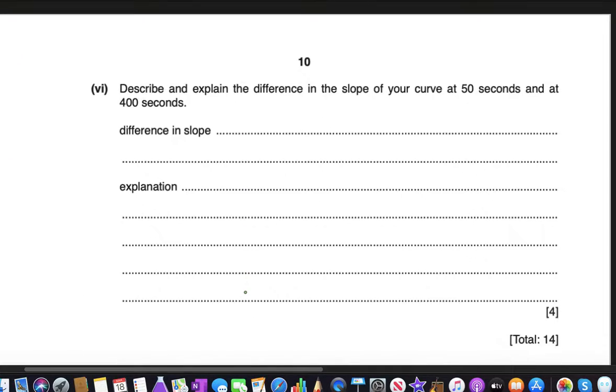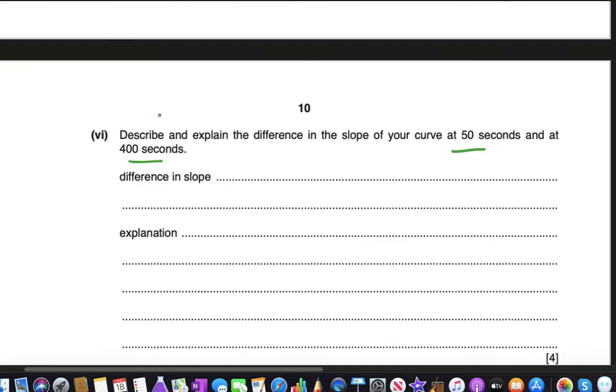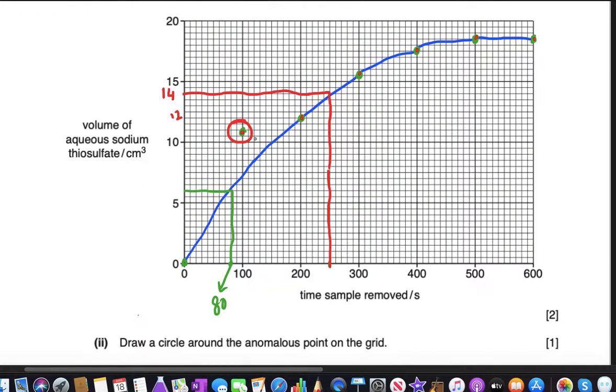So the last part of this question: describe and explain the difference in the slope of your curve at 50 seconds and at 400 seconds. Look at the graph. This is 50 seconds, and 400 seconds is at this point. What is the difference between these two points? Look at the shape of the curve. At 400 seconds, the slope decreases, or the gradient decreases, and at 50 seconds, there is a sharp slope.